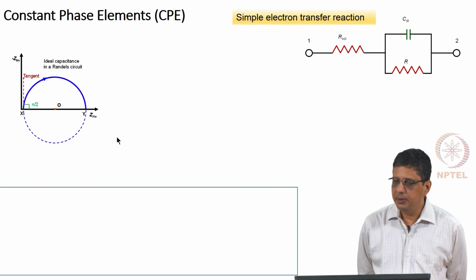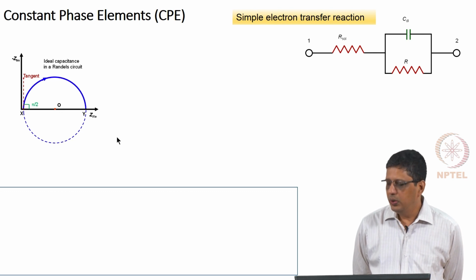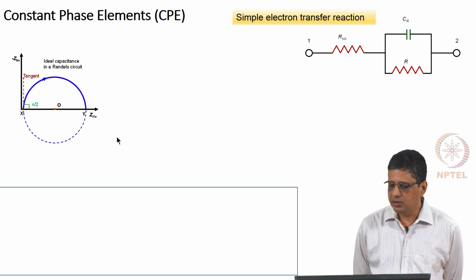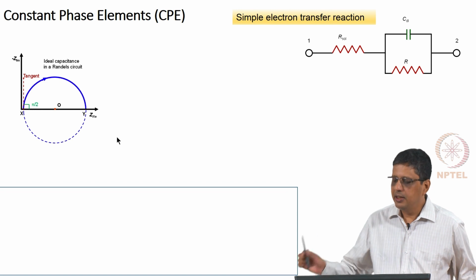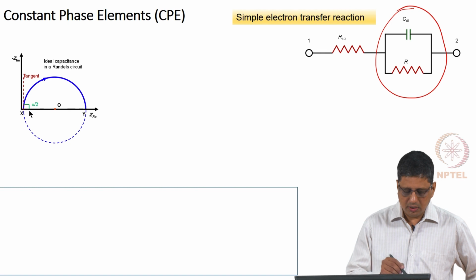So, if you take a simple electron transfer reaction, it is a little easier to understand, therefore I am taking that example. We have CDL, which represents the double layer capacitance. We have a resistance to represent the reaction at a particular DC potential, and we have R solution. Right now, I am going to neglect that and say it is a very small value or 0 value. And if I draw the complex plane plot for this circuit, I would get a semicircle.